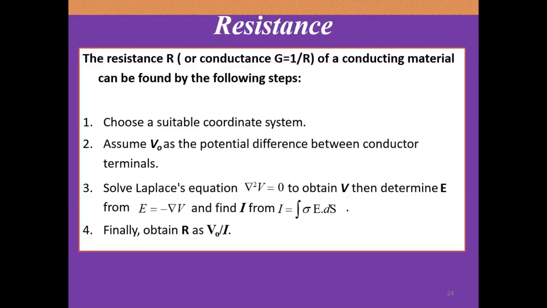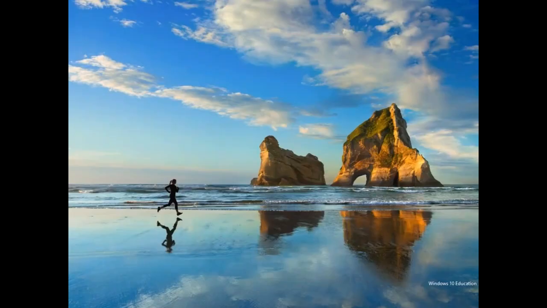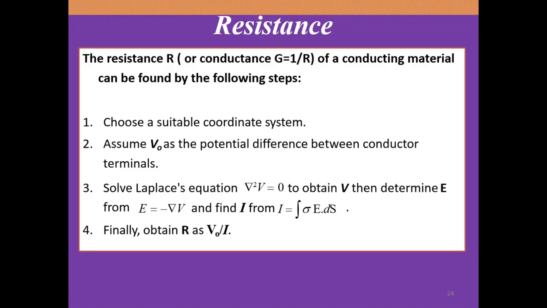of a conducting material can be found by the following steps. 1. Choose a suitable coordinate system. 2. Assume V0 as the potential difference between conductor terminals. And 3. Solve Laplace equation to obtain V, then determine E from this formula and find I from this. Finally, obtain R as V0 over I.